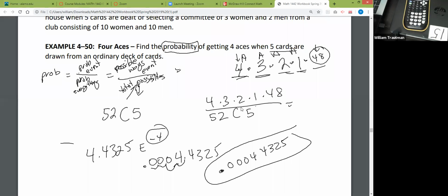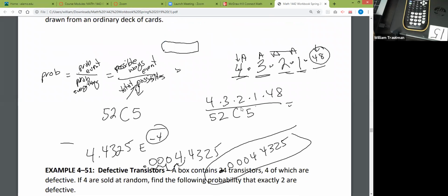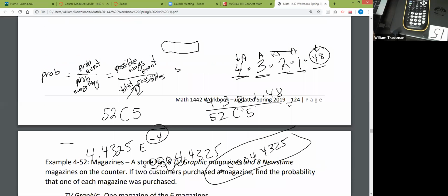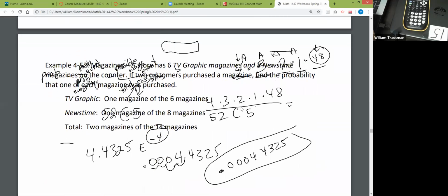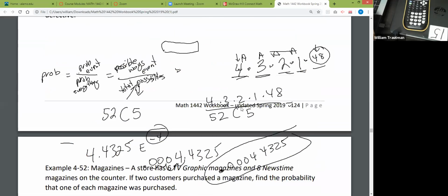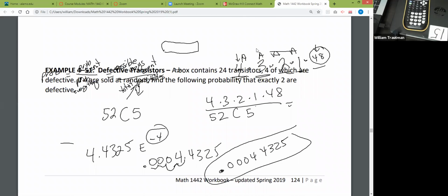All right, let's see what else we have. I'm not a big fan of this section. Let's see, we'll do at least, how many more are there? There are a couple more. Let's see if we can do this one.